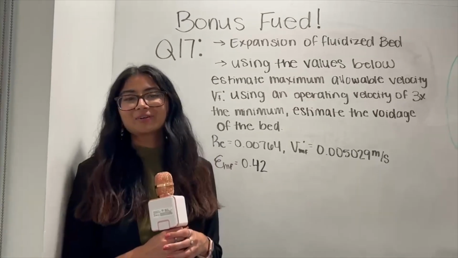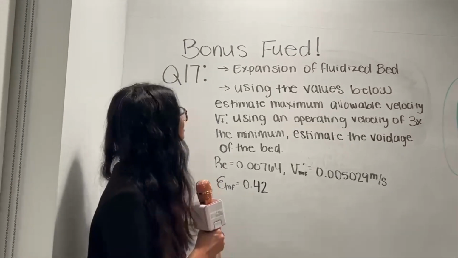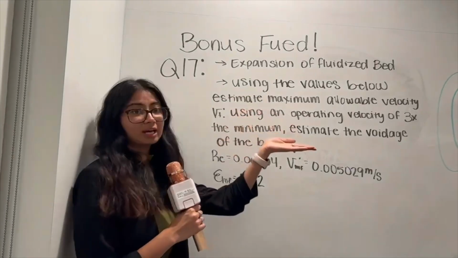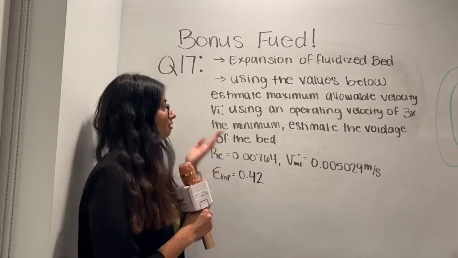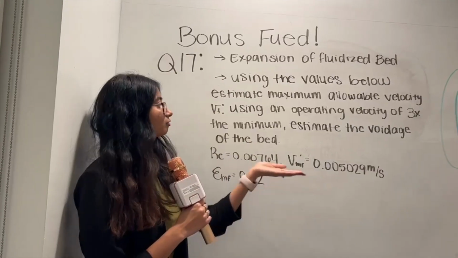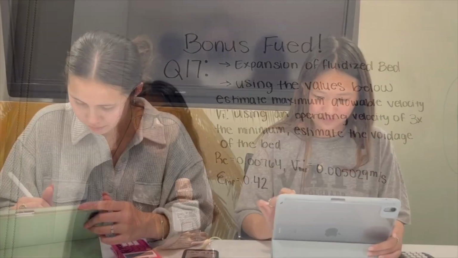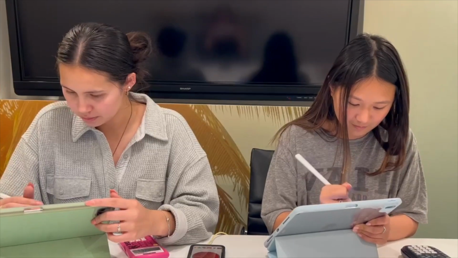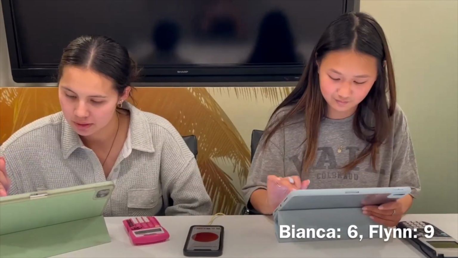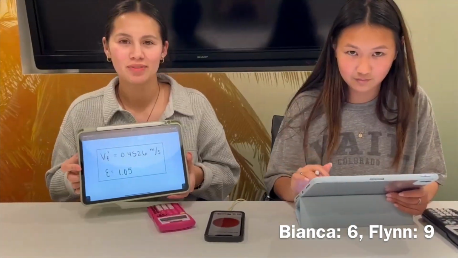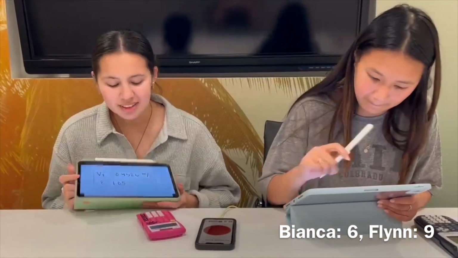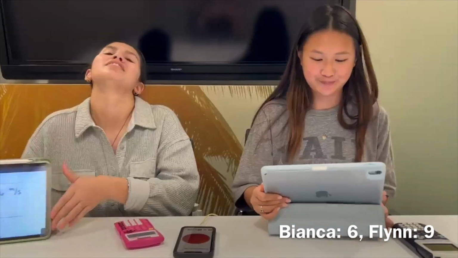And now on to our final question, and this one is a bonus feud. This question is going to be on the expansion of fluidized beds. Using the values below, estimate the maximum allowable velocity, VF, using an operating velocity of 3 times the minimum, and estimate the voidage of the bed. The answer? I'm sorry, but that's incorrect. My answer? That is correct!